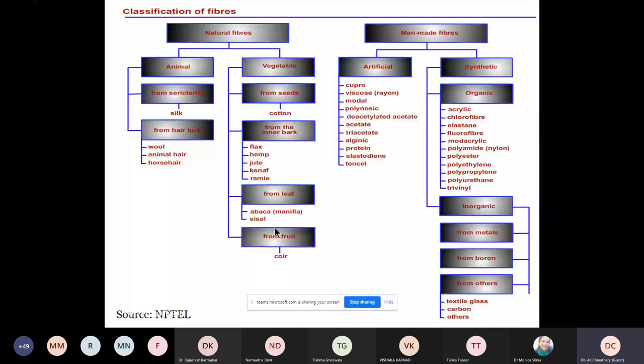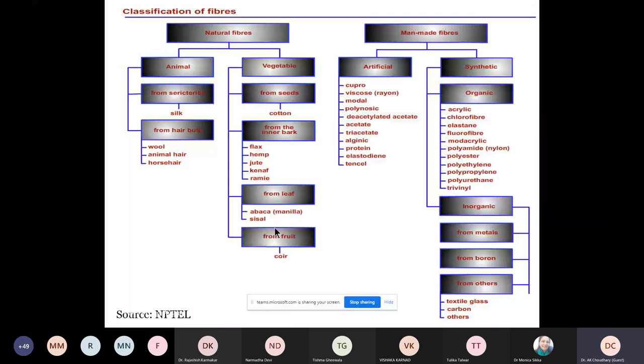And at the same time, synthetic fibers based on organic materials: acrylic, polyester, polypropylene (PP) are also very popular fibers. Polyester, polypropylene, and acrylic are examples of organic synthetic man-made fibers. Then inorganic fibers: metal fibers, boron fibers, and other fibers like textile glass, carbon, and others. So this is the overall view of the classification of fibers.